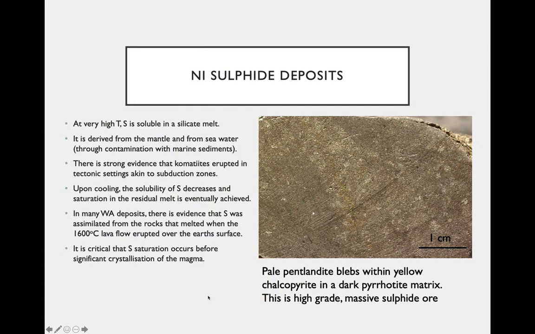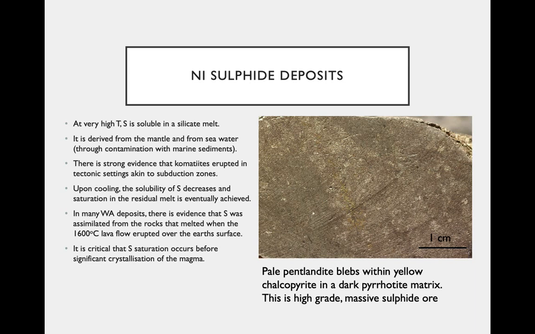So what is a nickel sulfide deposit? Here's an example. I think we've shown this one before. We have pale pentlandite blebs. Pentlandite is a nickel sulfide within yellow chalcopyrite, so it looks like chalcopyrite. Here's the pentlandite, and this darker area is pyrrhotite, so an iron sulfide intermixed with nickel sulfide and copper sulfide.